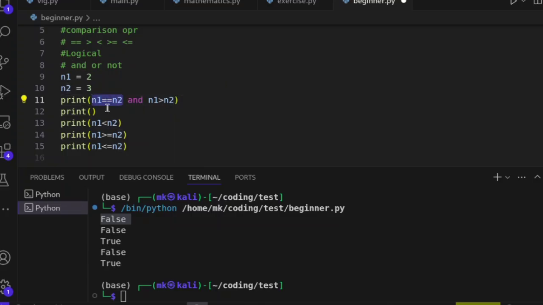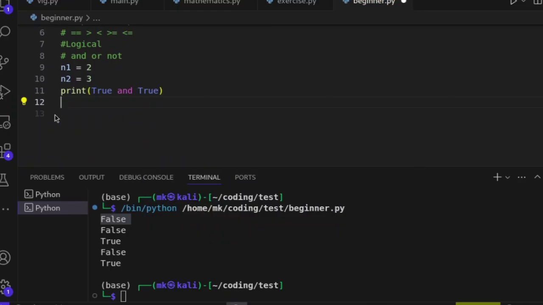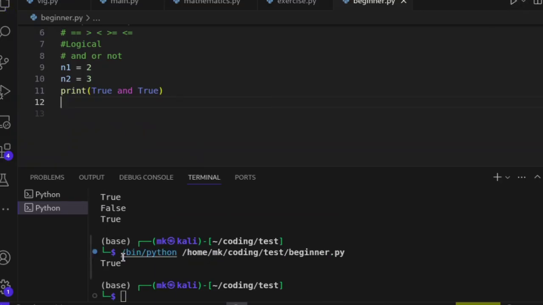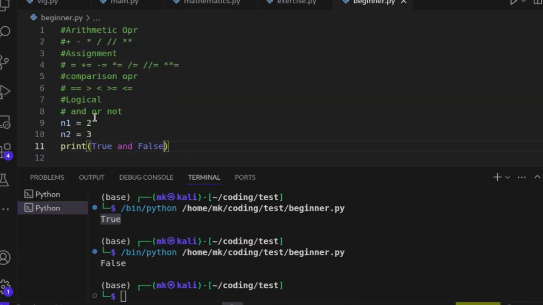Let me show you a practical way instead of using the comparison operator. So let me put true and true, and true and true. True and true is going to give me true. But when I say true and then false, it's going to be false, because the and operator only gives us true if both of them are true. You may ask, where can I use this logical operator? When it comes to conditional statements, you will understand the reason why you are learning comparison operators and logical operators. They're going to help you there.